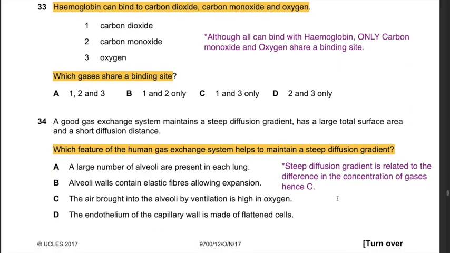Question 33. Hemoglobin can bind to carbon dioxide, carbon monoxide and oxygen. Which gases share a binding site? Although all can bind with hemoglobin, only carbon monoxide and oxygen share a binding site with hemoglobin. Do remember this point. So the answer over here is answer D, 2 and 3 only. Carbon dioxide does not have a binding site in hemoglobin. It is only carbon monoxide and oxygen. So the answer over here is again answer D.